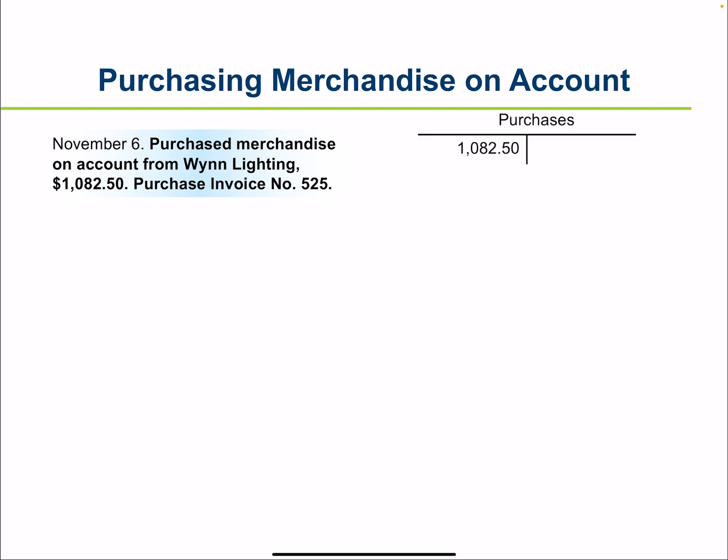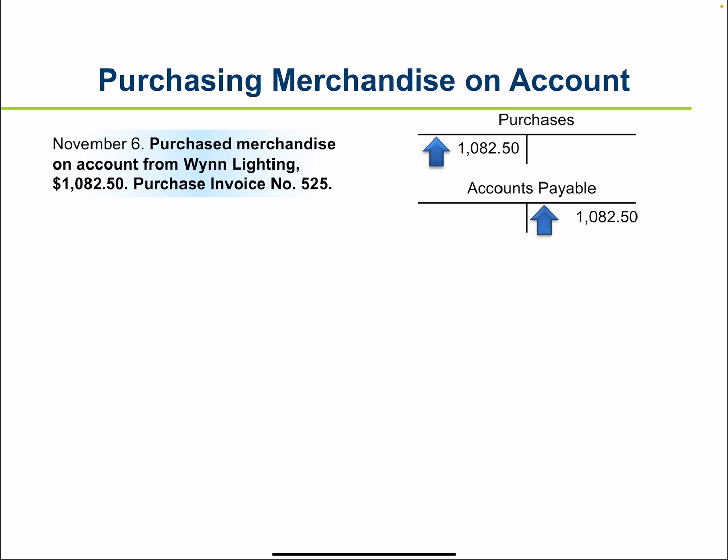Okay, so our two accounts affected. Remember, purchases is a cost of merchandise account. It has a normal debit balance. So the total amount of our purchases is going to go up. We purchase some more merchandise. Our accounts payable is a liability with a normal credit balance, and that amount is also going to go up because we owe Win Lighting the amount. So those are our two accounts affected when we purchase merchandise on account.